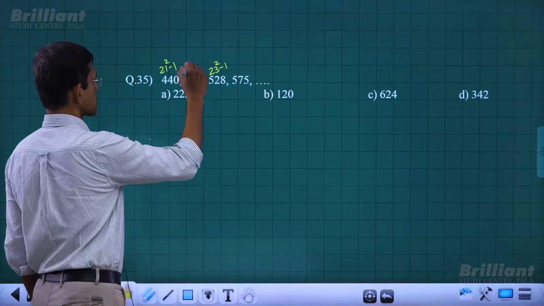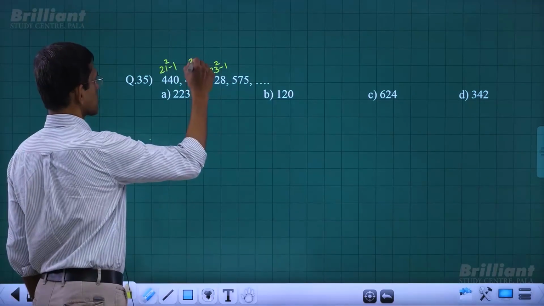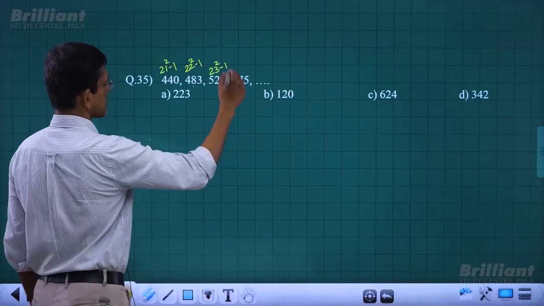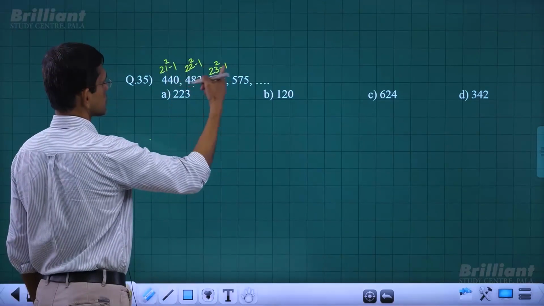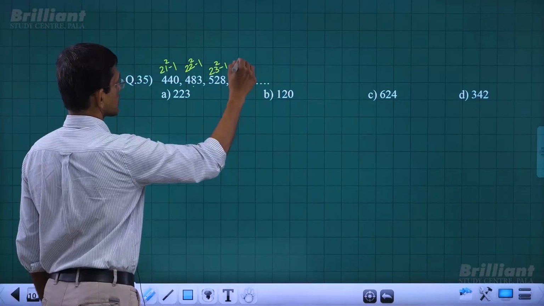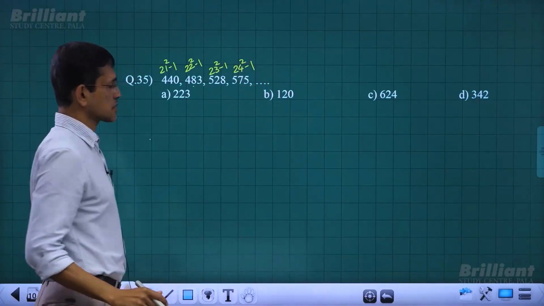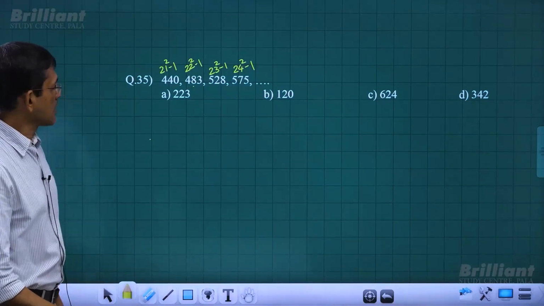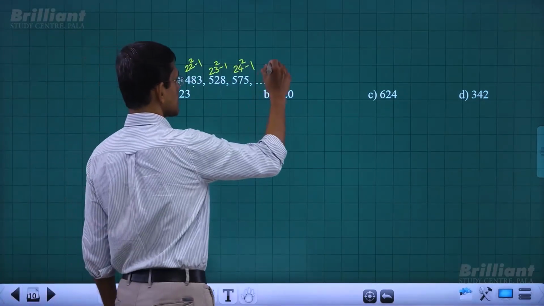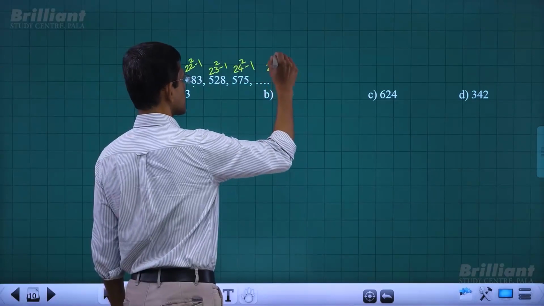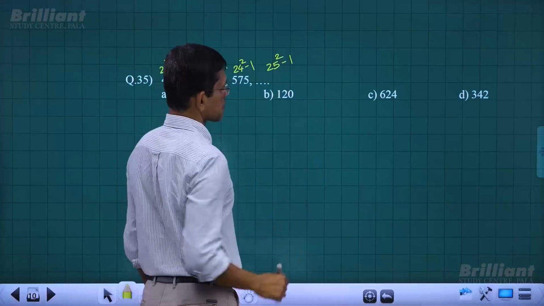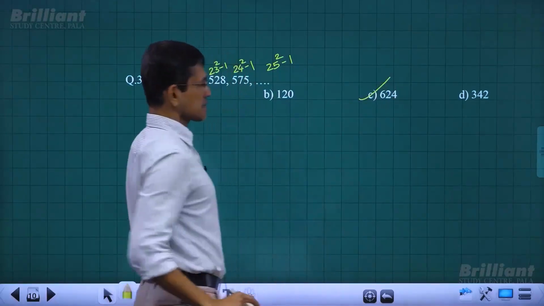Then 22 square. 22 square is 484. 22 square minus 1. That is 483. Then 23 square minus 1, 528. Then 575. This is 24 square. 24 square is 576. So this is 576 minus 1, which is 575. Next, our answer must be a simple one, 25 square. Everybody knows what is 25 square. So 25 square minus 1. So 624 would be the answer. 624.